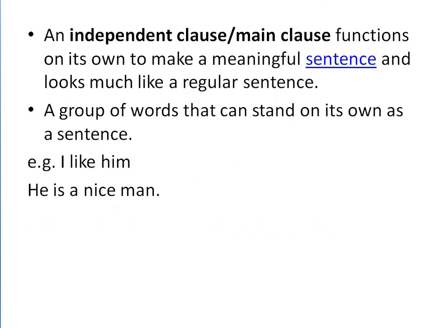An independent clause, or the main clause, functions on its own to make a meaningful sentence and looks much like a regular sentence. So the independent clause sometimes acts as a complete sentence as well. It is a group of words that can stand on its own as a sentence. For example, I like him, he is a nice man. So it's a simple sentence, or we can say an independent or main clause. So this is the difference between dependent and independent clauses.